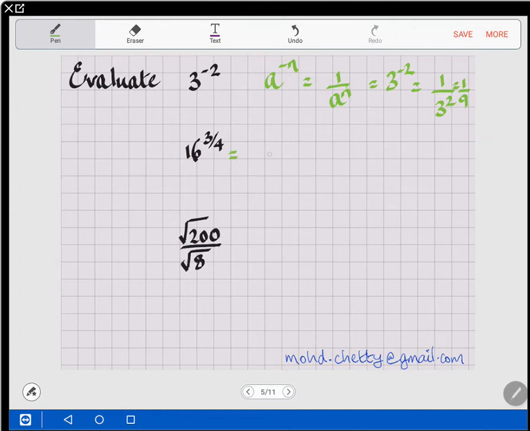16 to the power of 3 quarters. It's like 16 to the power of 1 quarter, the same thing to the power of 3. In other words, we can do the fourth root of 16, to the power of 3. The fourth root of 16 we already know: 2 to the power of 3, which is equal to 8. Right? We break it down with the formula so we are able to apply the indices rule. OK?